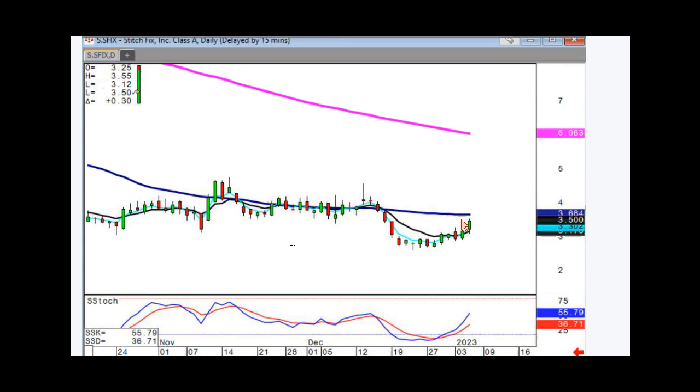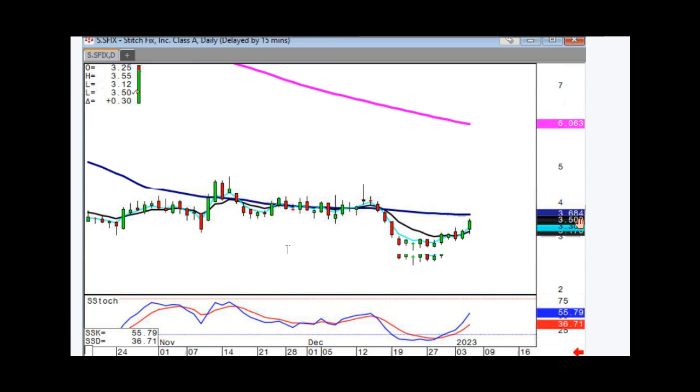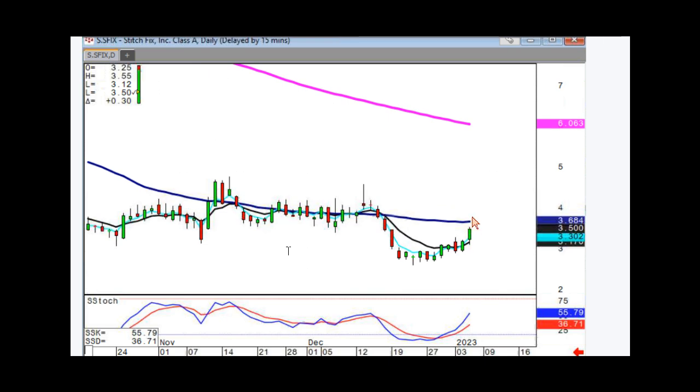So there's your scoop type pattern. You could get ready to buy this one on trading above the 50, because what do we expect coming out of a scoop pattern? That slingshot effect to the upside.